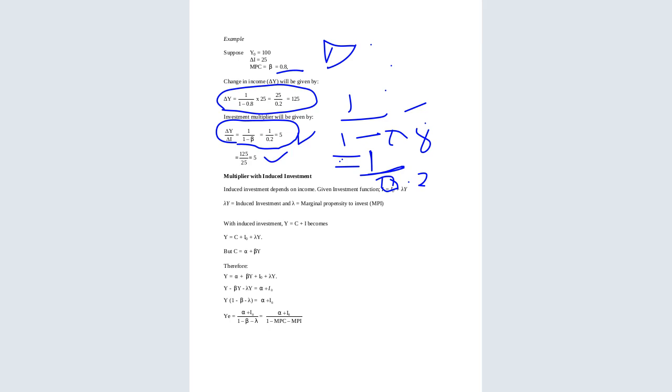So what does that mean? That if you change investment by 1 unit, then the national income will change by 5 units. So you can see that. That is how we compute the simple investment multiplier.